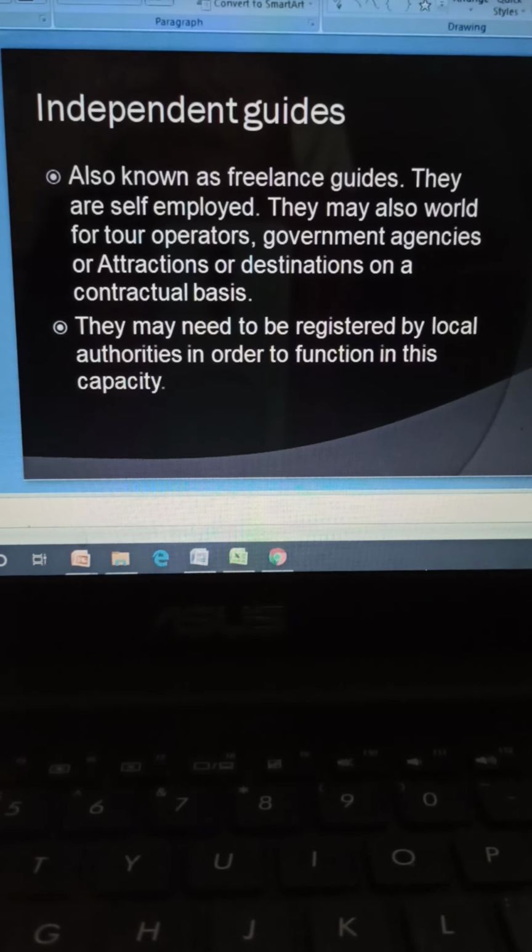Independent guides are also known as freelance guides. They are self-employed. Sometimes they work for a tour operator, government agencies, or an attraction destination. Basically, they are on a contractual basis and work on their own. The tour operator will call them up and say, I need a tour guide for this particular group, and they will work on a contract basis.